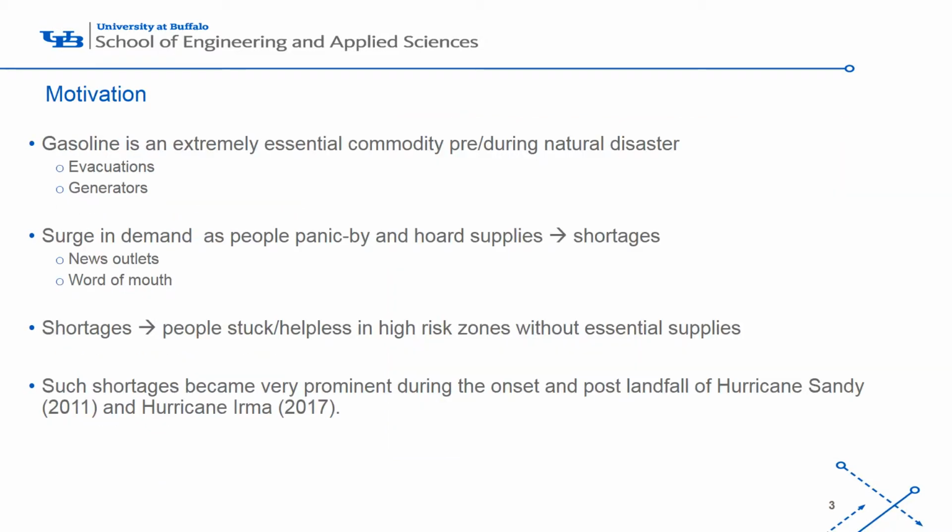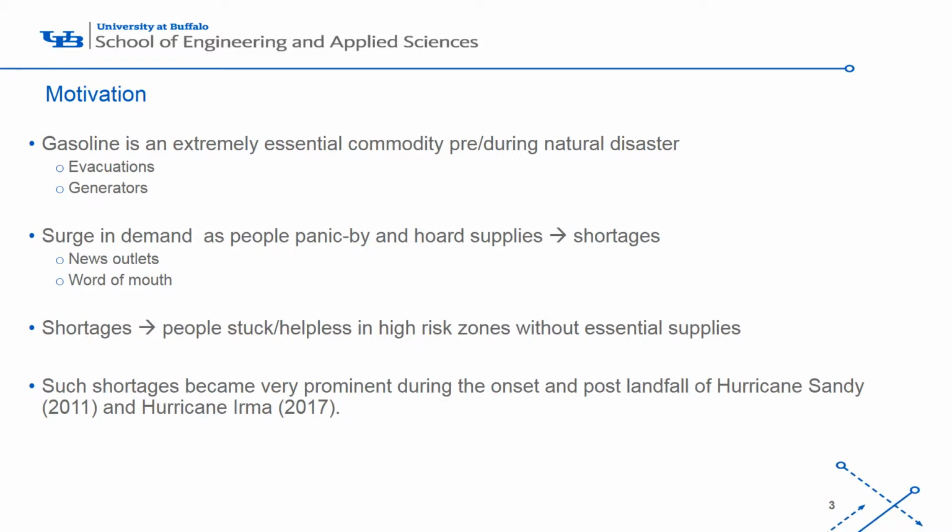The motivation is as follows. Gasoline, as we all know, is an extremely essential commodity, which is useful during natural disasters because it's used for evacuations. It's also used to run generators. Those are the two principal uses. There's a surge in demand as people panic buy and hoard up supplies. They often buy things that they don't necessarily need. And there are also shortages because people get stuck and they don't have these supplies.